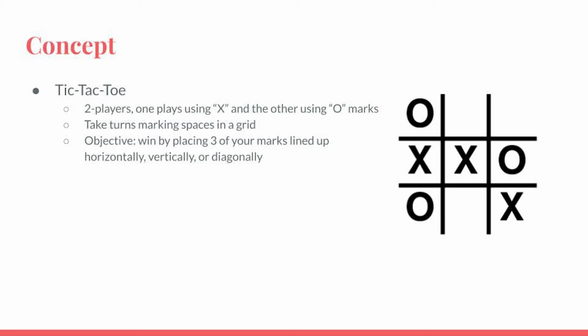The two players take turns marking spaces in a 3x3 grid, and the objective of the game is to have three of your marks lined up either horizontally, vertically, or diagonally to win.